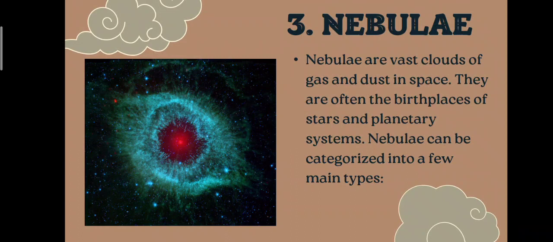Number 3 is nebulae. Nebulae are vast clouds of gas and dust in space. They are often the birthplaces of stars and planetary systems. Nebulae can be categorized into a few main types.